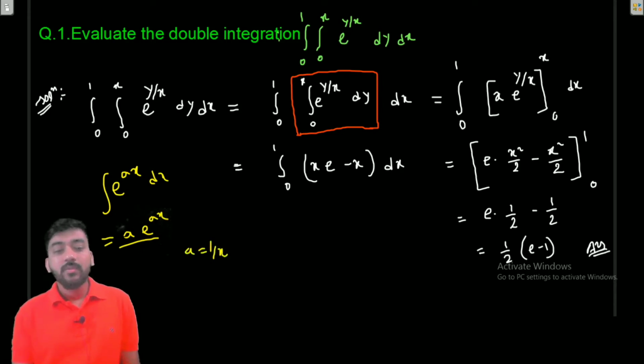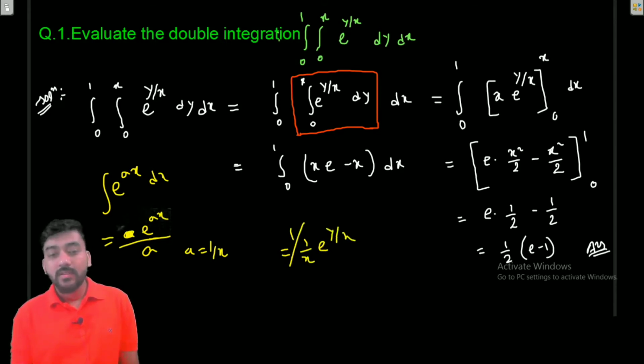If a is 1 by x, then this integration is e to the power ax divided by a. For e to the power x the derivative is the same, but in general it is divided by a. So if a is equal to 1 by x, your integration will be simply 1 by 1 by x into e to the power y by x, and 1 by 1 by x is nothing but x. So your integration will be x e to the power y by x.